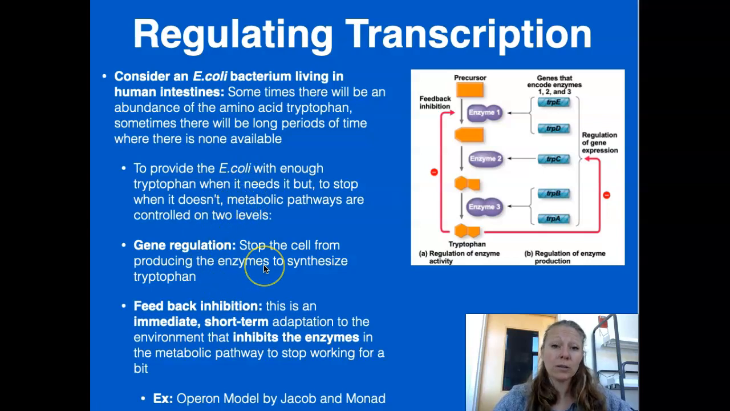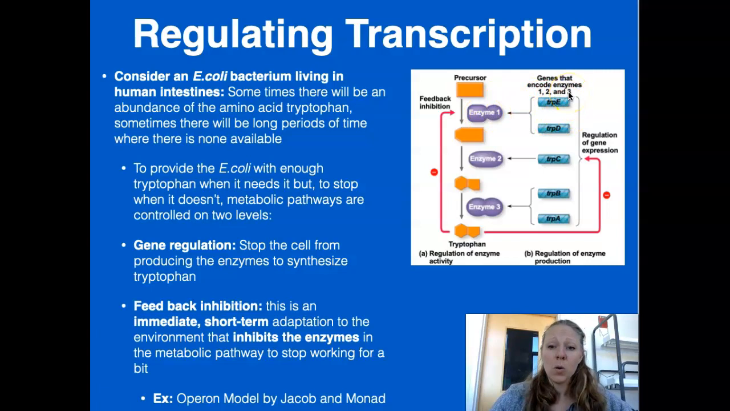There are 2 different levels of gene regulation that we're going to talk about. One is when we stop the cell from producing enzymes completely. We call this gene regulation because we are regulating the expression of our genes at the genetic level. At the gene level, we're going to stop the entire production of an enzyme.